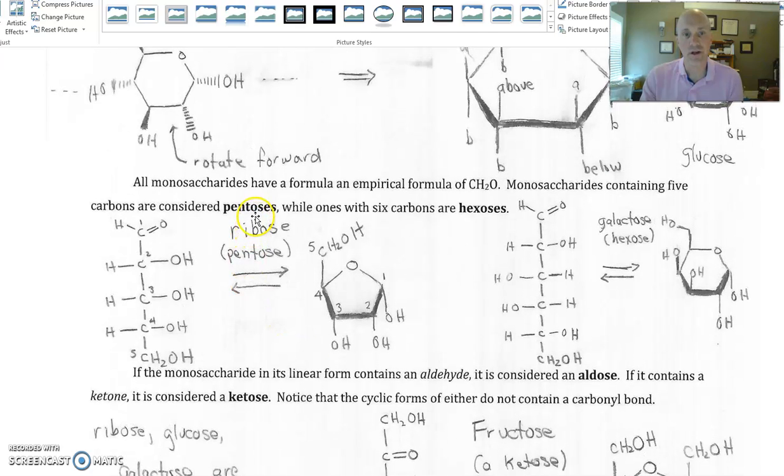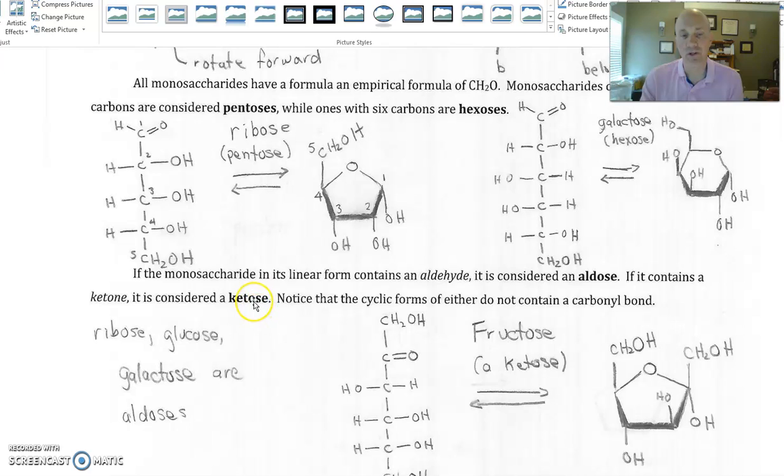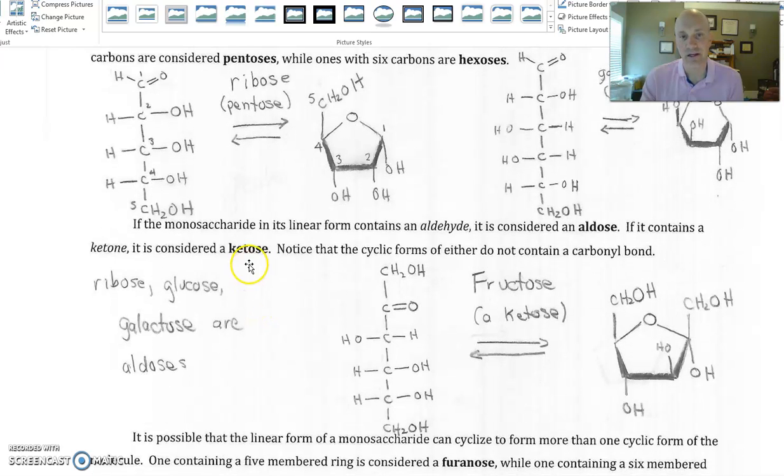So when you refer to monosaccharides as pentoses and hexoses, that has only to do with how many total carbons there are. But we can also classify different monosaccharides as either being an aldose or a ketose. This has nothing to do with the number of carbons. It actually has to do with the functional group that would be in the linear chain.